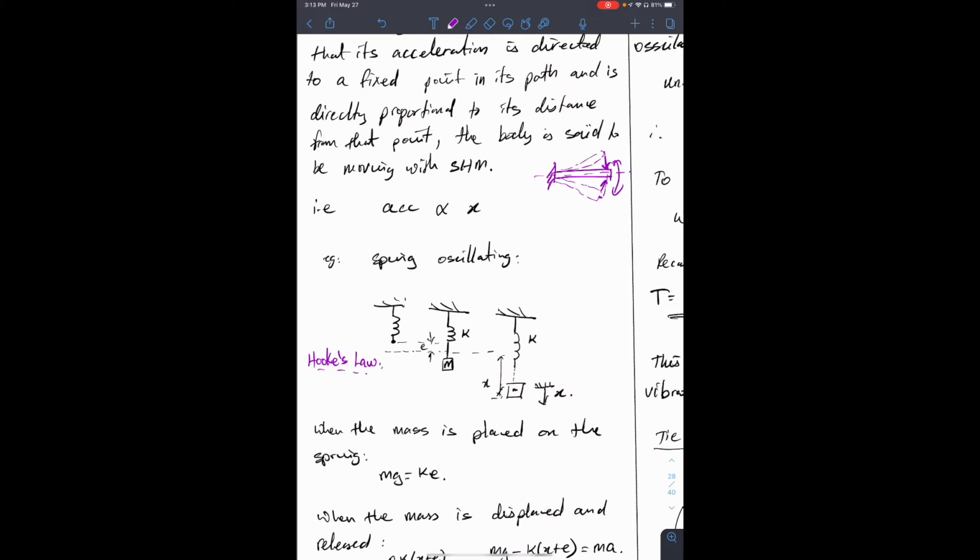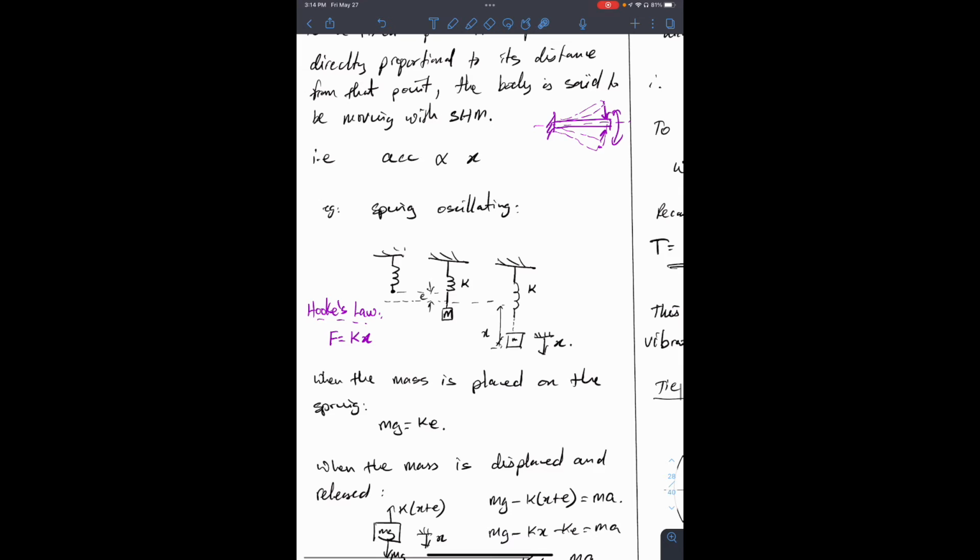Do you remember what Hooke's law is? Hooke's law is that the force in the spring is equal to the spring stiffness times the displacement. If you hang a mass, the force exerted by the mass is what? M times G. So from Hooke's law, we could say mg, which is the force from the mass, is equal to k times the extension, the distance it extends by, which is E. So mg is equal to kE. That's Hooke's law.